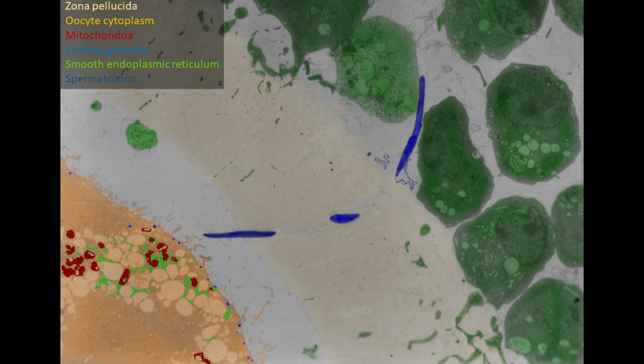The zona pellucida of the oocyte consists of 3 zona pellucida proteins, ZP1, ZP2, and ZP3. Binding of the sperm to ZP3 initiates the sperm acrosome reaction. The acrosome reaction enables spermatozoa to penetrate the zona pellucida, and it also exposes the sperm equatorial segment.